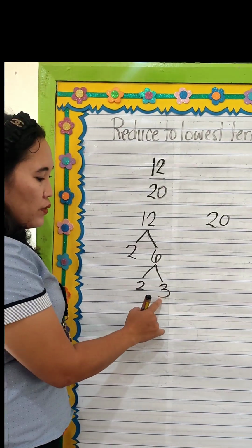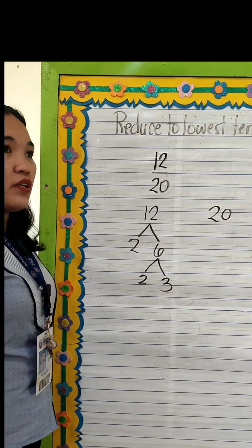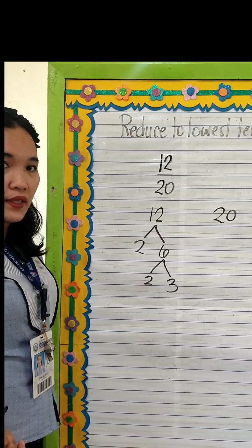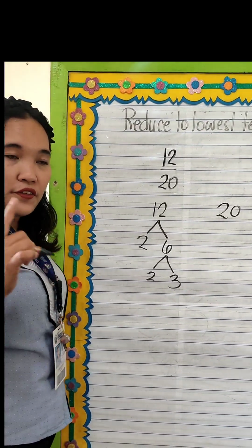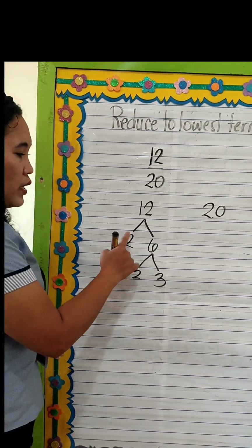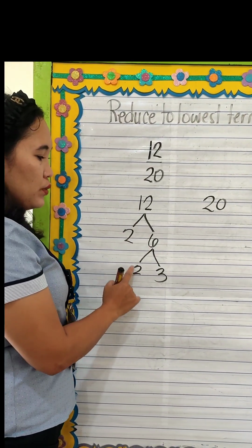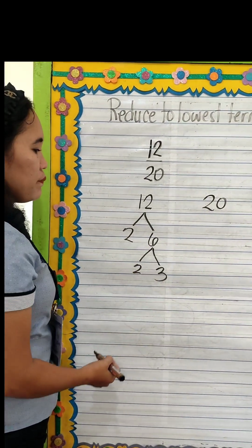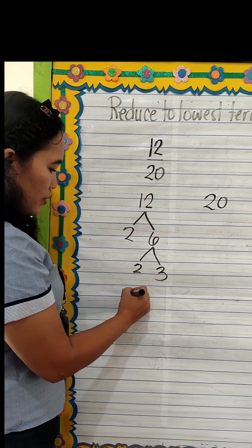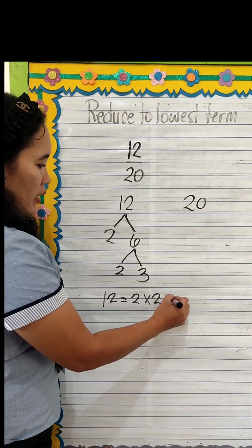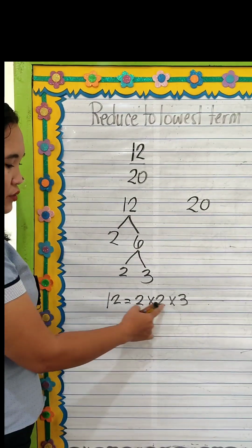So, now, 3 can be factored by 3 and 1. But we will not include that anymore if one of the factors is 1. So let's stop right there. The factors of 12 are 2, 2, and 3. Let's write that here. 2 times 2 times 3. So these are the factors of 12.